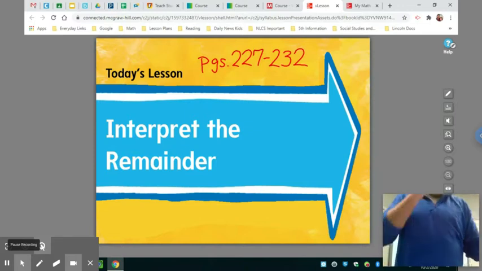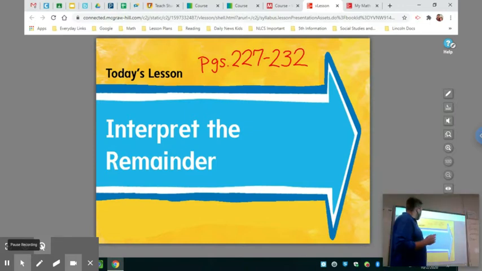Woohoo! But it's interpreting the remainder, what's left over. And as I said before, yesterday we didn't spend that time doing that. We just did review because I wanted to get more practice. Today I want you guys to understand what that remainder actually is in a word problem.